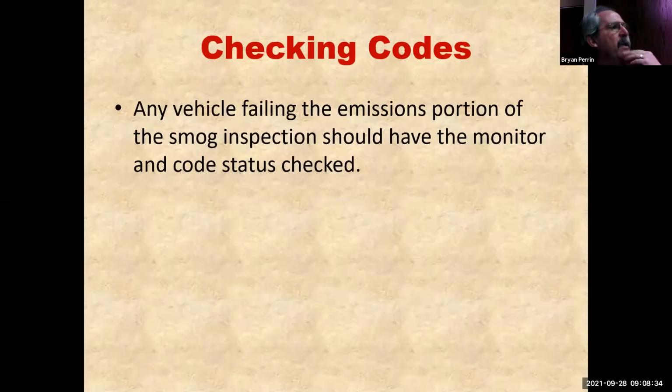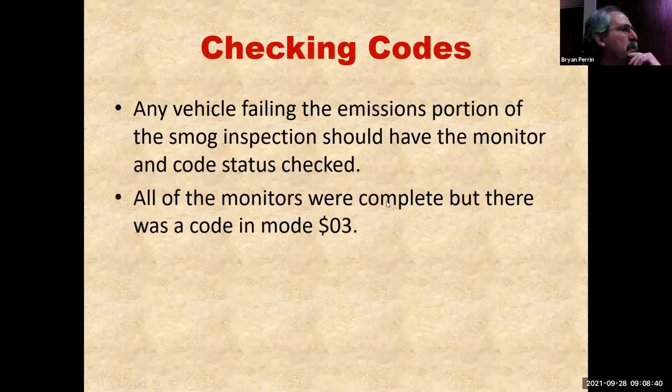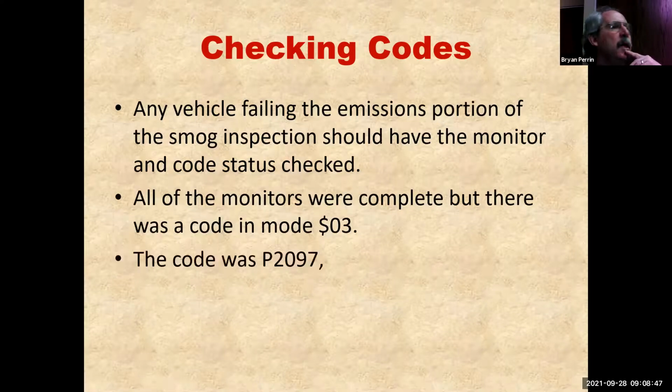So any vehicle failing the emissions portion of the smog inspection should have the monitor and code status checked. All the monitors were complete, but there was a code in mode 3. Turns out it's not an emissions code, which is why the light was not on. And the code was P2097, so a manufacturer specific code.